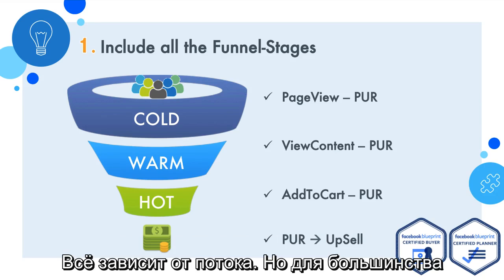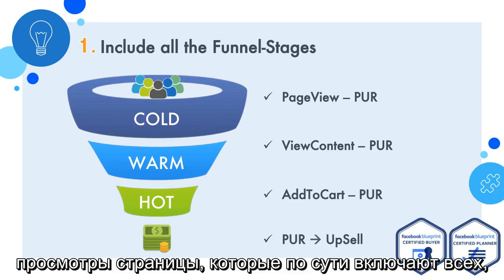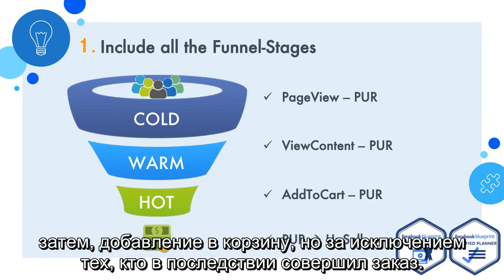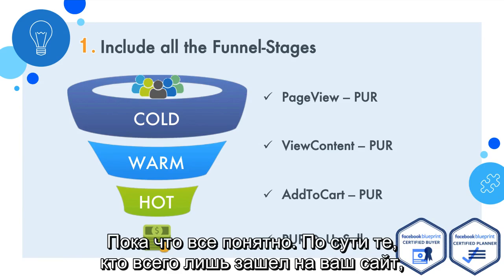Okay, so depending on the volume, but for the majority of us, the 3 to 4 important elements of the e-commerce checkout funnel are page viewers, which basically includes everyone, then view content, someone who viewed a specific product from your shop, then add to cart, and all of these audiences excluding the ones that have purchased. Okay, and please do not forget to also have specific upsell campaigns for the ones who have purchased. So far so good, right?